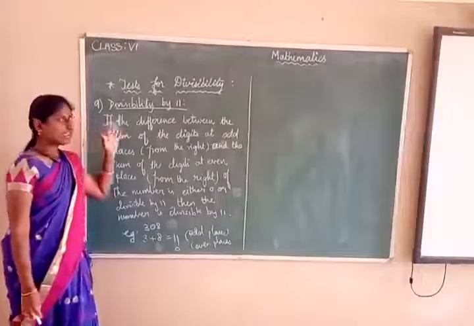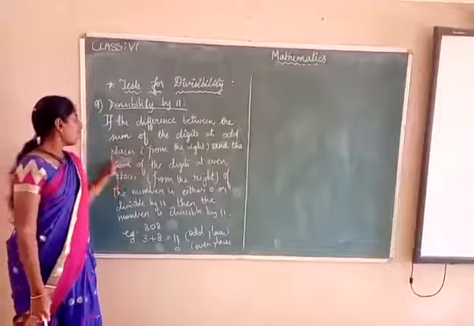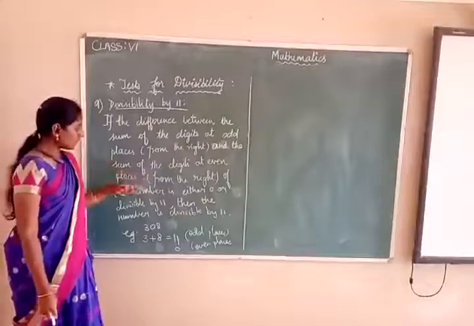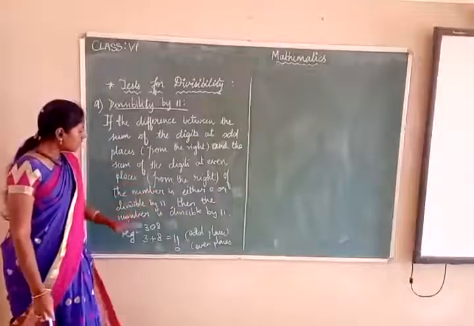Divisibility by 11. If the difference between the sum of the digits at odd places from the right and the sum of the digits at even places from the right of the number is either 0 or divisible by 11, then the number is divisible by 11.